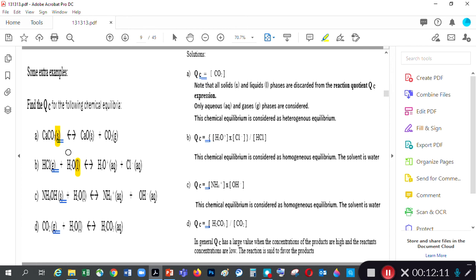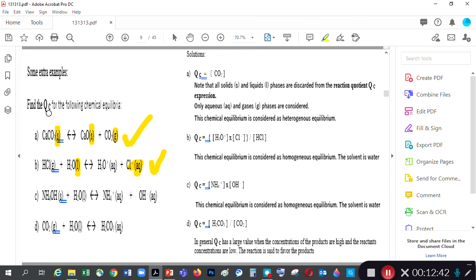So they are not part of the chemical reaction quotient or the chemical equilibrium constant. So this is solid here, it is out. We are only considering gas and aqueous. So gas and gas here and aqueous. Gas and aqueous here. That's the only one. Gas and aqueous. So if we have solid or liquid, we discard them.